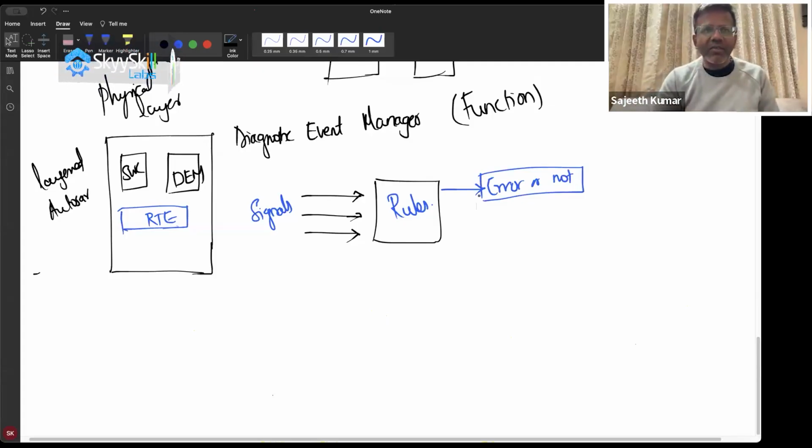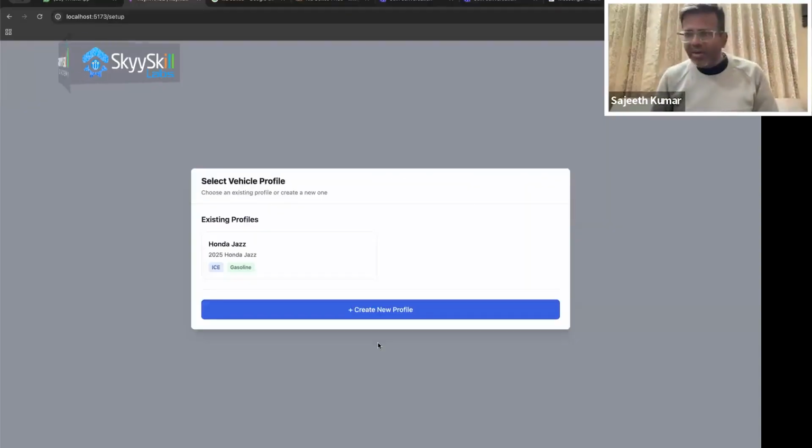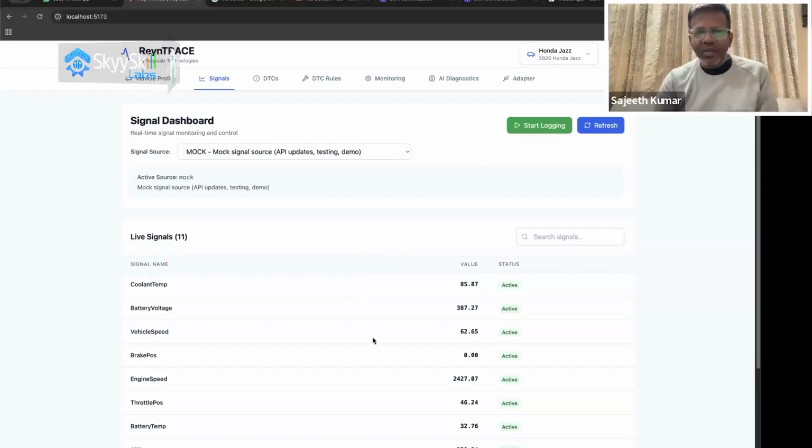Let me just see if I have my simulator running. I just built a small interactive simulator. So let me check if I'm able to share that with you. I've unshared the screen. I'm going to reshare it. So this is a part of what we have built, right? This is not the full diagnostic stack, but this is basically a part of whatever we have built. So this is a diagnostic simulator, right?